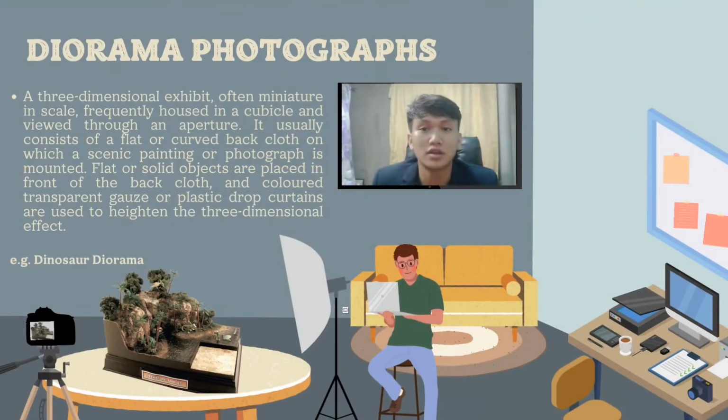Diorama photographs. A three-dimensional exhibit, often miniature in scale, frequently housed in a cubicle and viewed through an aperture. It usually consists of a flat or curved backcloth on which a scenic painting or a photograph is mounted. Flat or solid objects are placed in front of the backcloth, and colored transparent gauze or plastic drop curtains are used to heighten the three-dimensional effect. Examples of these are dinosaur dioramas.